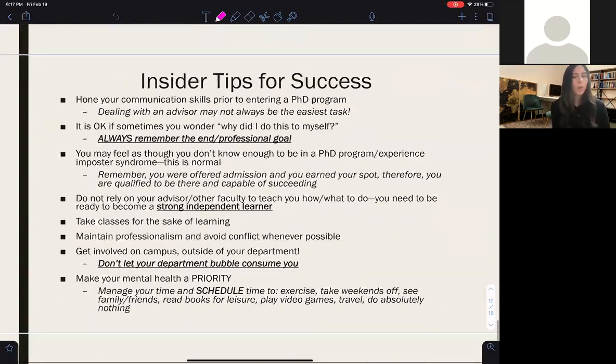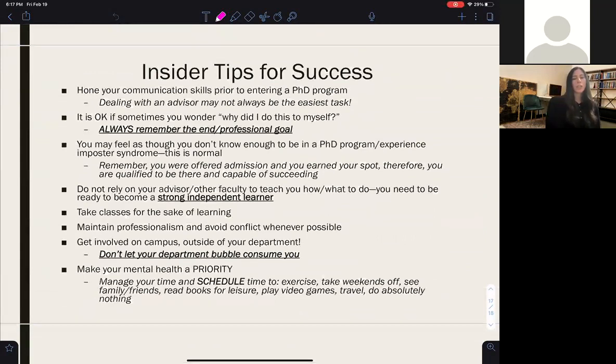Okay. Now I have another page of insider tips for success before we wrap up here, and I'll open it up to questions for everybody. So really work on your communication skills beforehand. Make sure that you are ready for this relationship with the department and your advisor. It's a very professional environment, and you remember that this is kind of like a job that you're getting, right, as a PhD student. Okay.